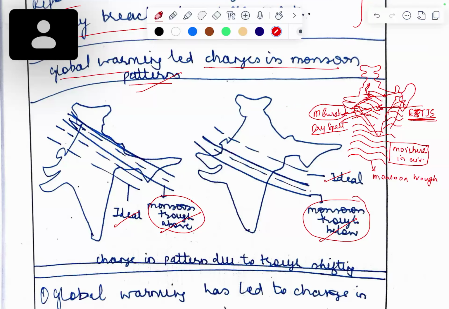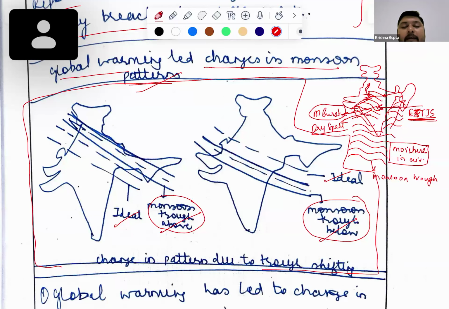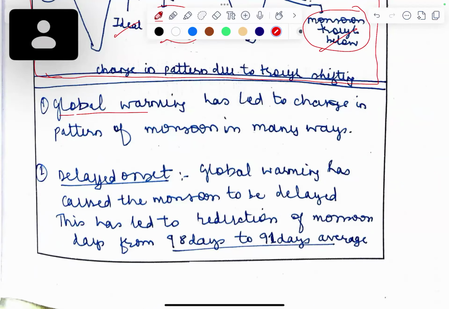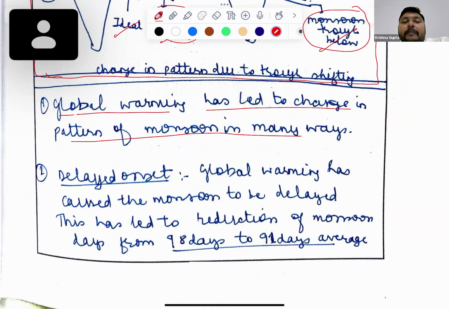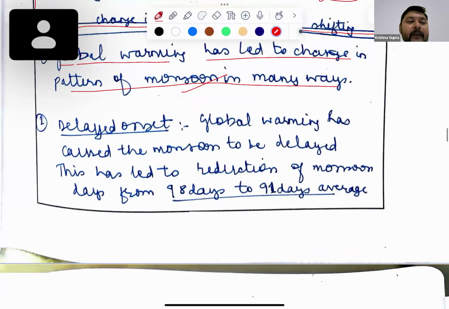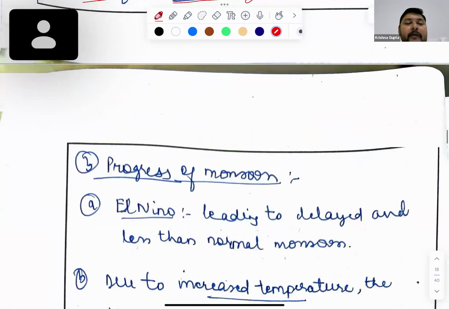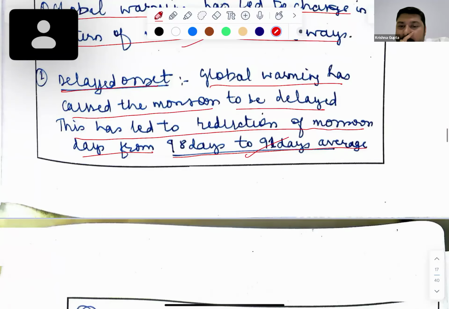So this is one part here. This thing may result in confusion about what we are trying to do here, so we can try to avoid it when we are talking about the change in monsoon. Now, global warming has led to a change in the pattern of monsoon in many ways. Now this we need to study. Delayed onset: global warming has caused the monsoon to be delayed. This has led to a reduction of monsoon days from 98 to 91 days on average. Now, this is data.